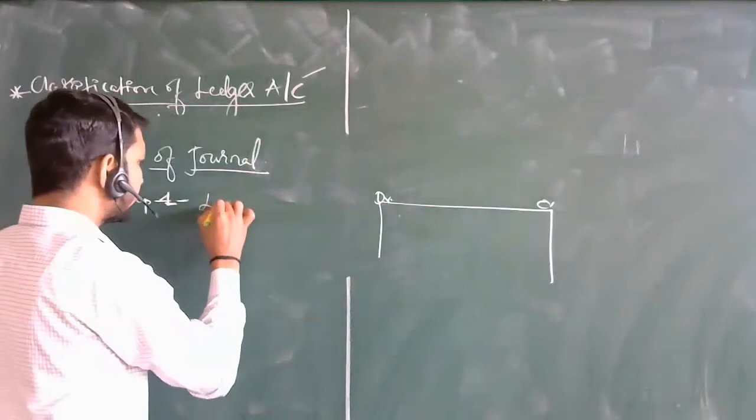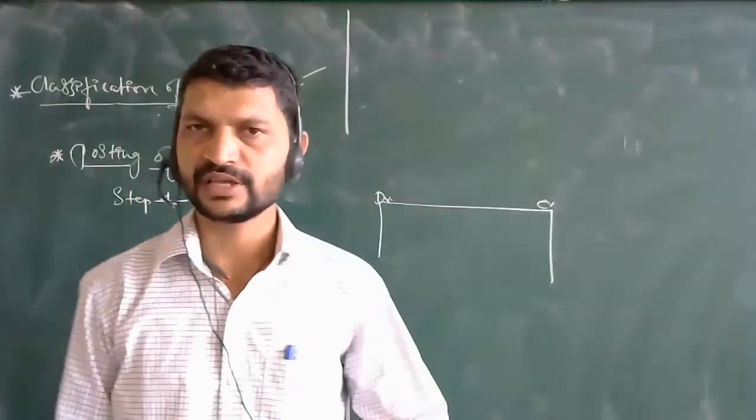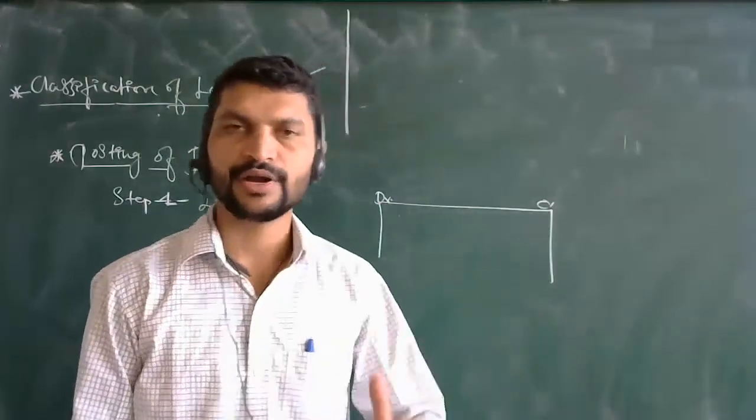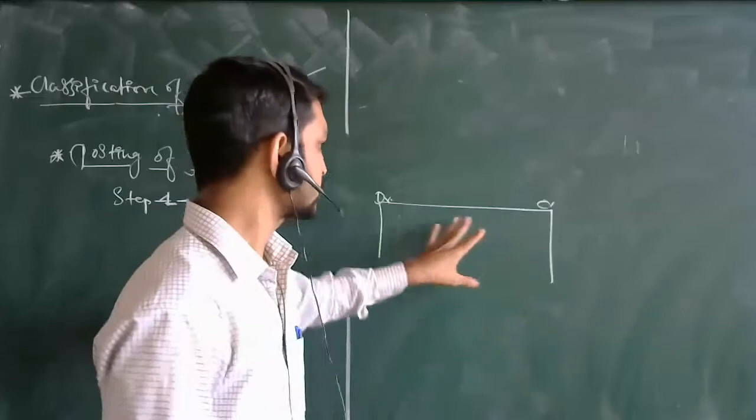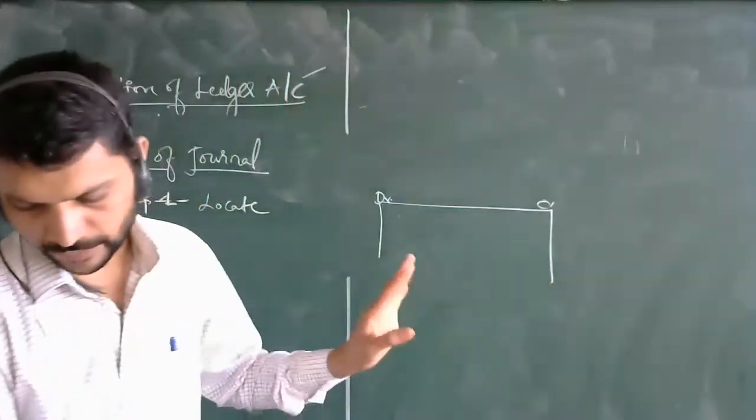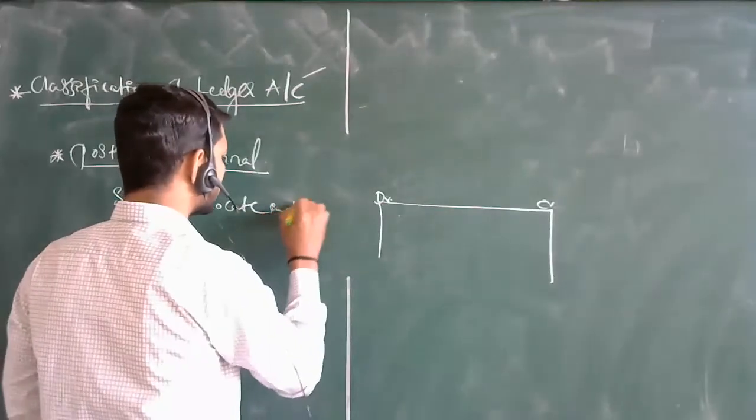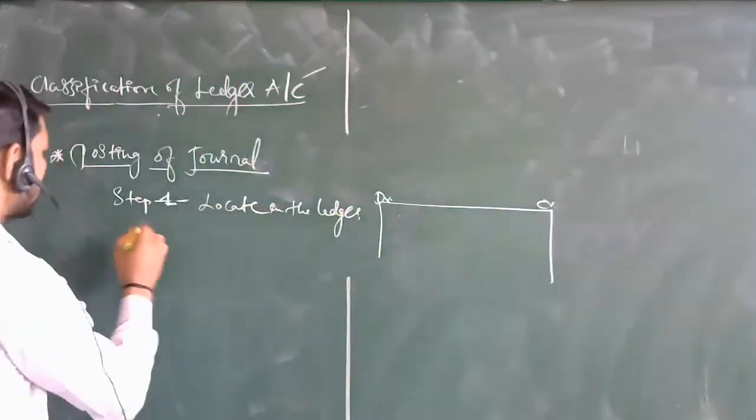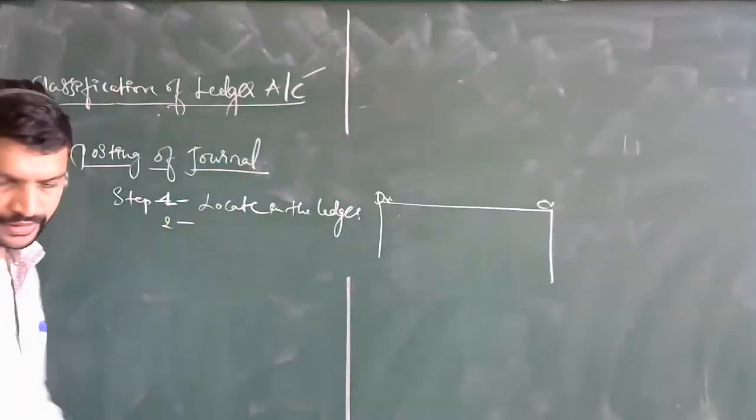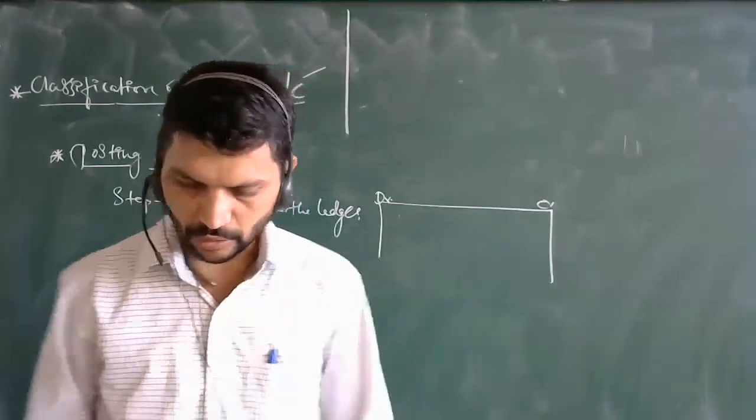So you have to locate first where to enter it. You have to debit it or credit it as per the journal entries. The first thing is to locate in the ledger. Then the second step: enter the date of the transaction in the date column.